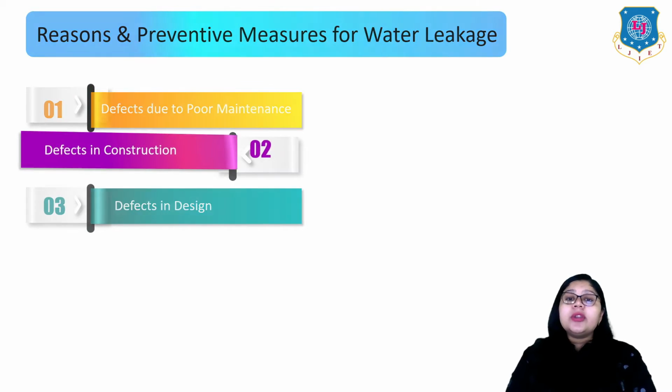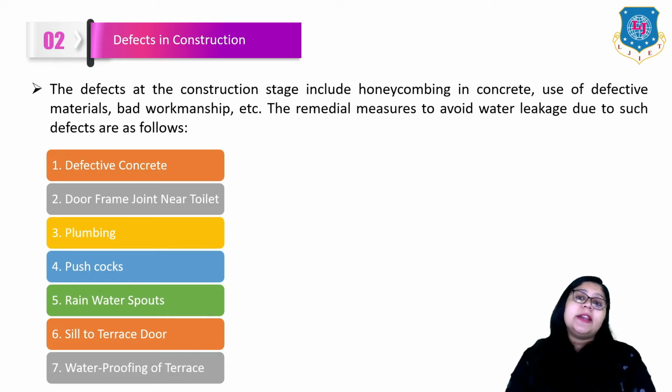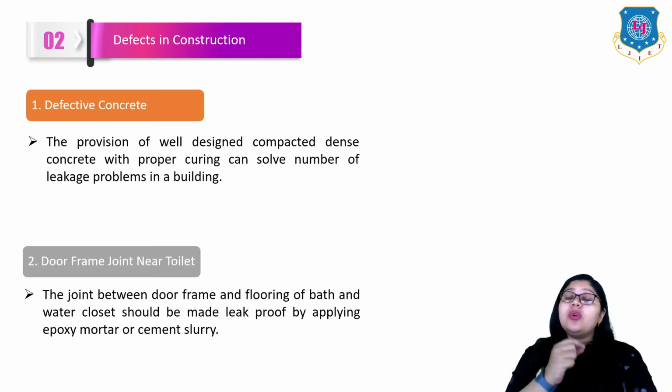Now let me give you an idea about the second one, which is the defects in the construction. The defects at the construction stage include honeycombing in concrete, use of defective materials, bad workmanship, and so on. The remedial measures to avoid water leakage due to such defects are as follows: the defective concrete, door frame joint near toilet, plumbing, push cocks, rainwater spouts, seal to terrace door, and waterproofing of terrace. So let me give you an idea about the first one, defective concrete.